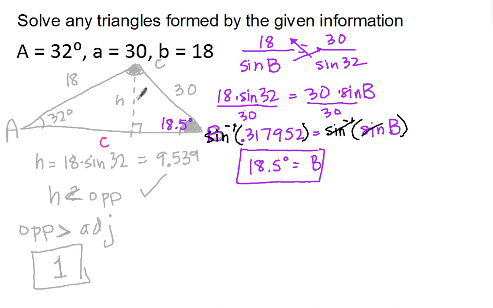So we use the law of sines to calculate the angle opposite side B. And now we can find angle C. We find angle C by using geometry. We subtract the other two angles from 180 because the three angles of a triangle add up to 180. Nothing too mathematically brilliant there. 180 minus 32 minus 18.5 gives me a C angle of 129.5 degrees.